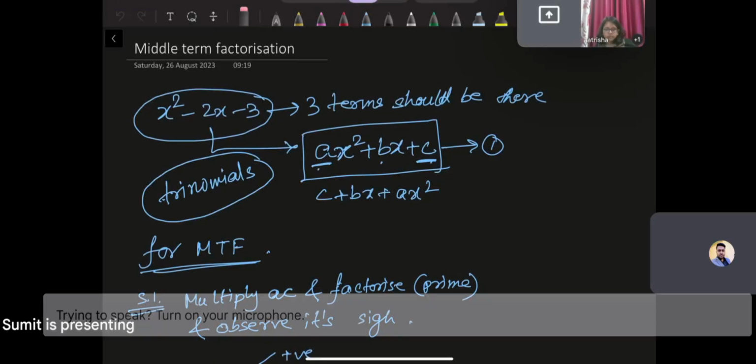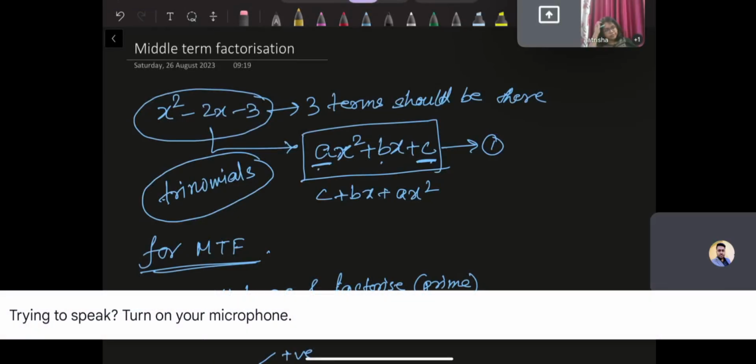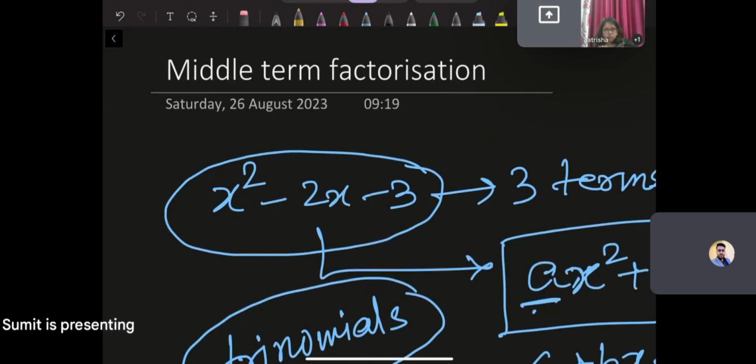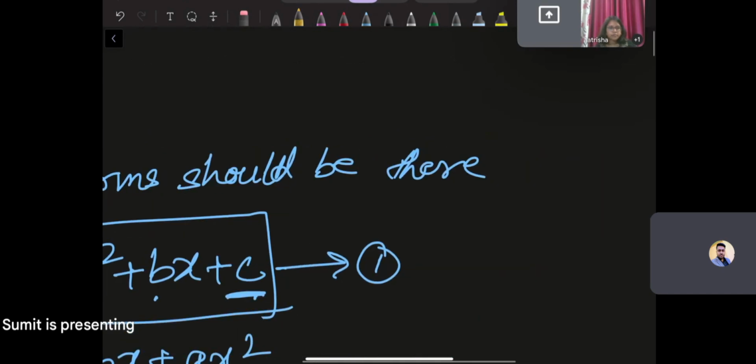তো মিডল টার্ম ফ্যাক্টরাইজেশন, মিডল টার্ম কখন হয়? কেন আমরা ট্রাইনোমিয়ালকেই মিডল টার্ম ফ্যাক্টরাইজেশন করি? The reason is that এই মিডল টার্ম কথাটা তুমি কখন get করবে, when will you get a middle term? Because if you have three items, then you can find the middle term, yes or no?